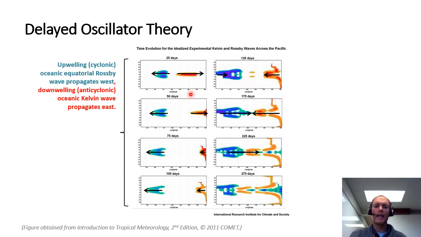So here we take a look at 8 diagrams, at 25, 50, 75, 100, 125, 175, 225, and 275 days after the start of what we saw on the previous slide. So the first few images are pretty straightforward to track. We have our downwelling Kelvin wave that propagates to the east or to the right on these diagrams, and our upwelling oceanic n=1 equatorial Rossby wave propagating slowly to the west over the course of time. But note, as we get towards 75 days here, we start to see some interesting behavior that really emerges as we get to 100 and 125 days out.